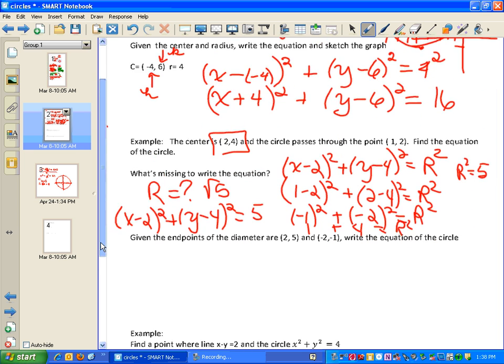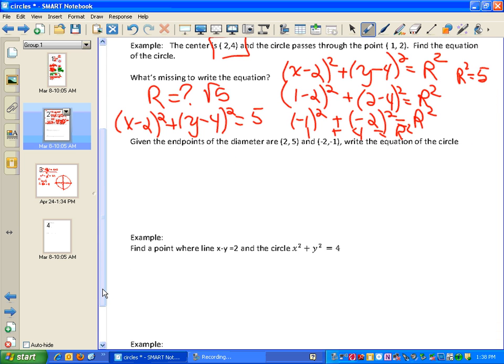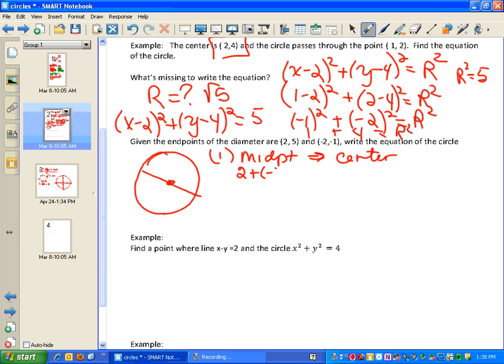All right, so here, given the points of a diameter, write the equation of the circle. If this is the diameter, what do we know about the diameter? Okay, so where does the center fall on the diameter? In the middle. Therefore, using midpoint gives us the center, yeah? So 2 plus negative 2 for my x's over 2 gives me x is 0. And for y, I'm going to say 5 plus negative 1 over 2, which is 2. So currently I know that my center is at 0, 2.